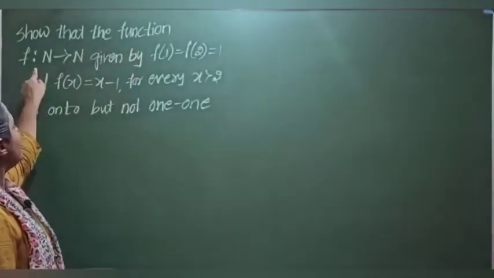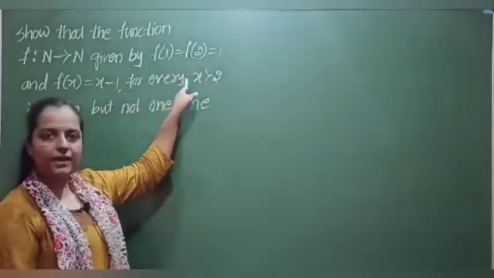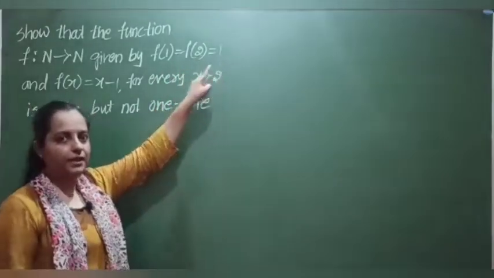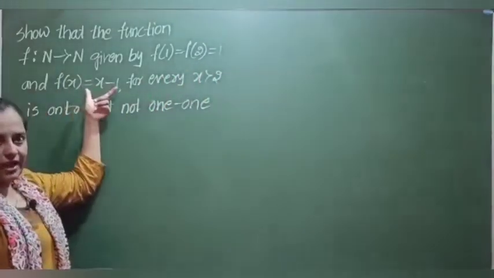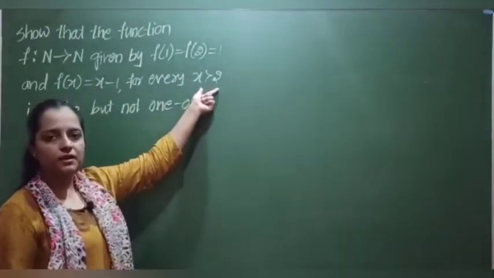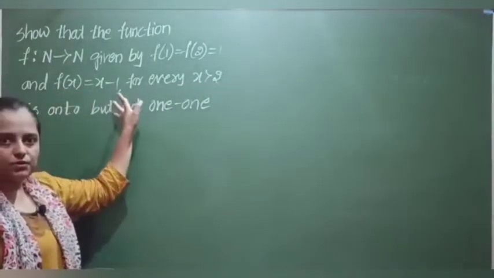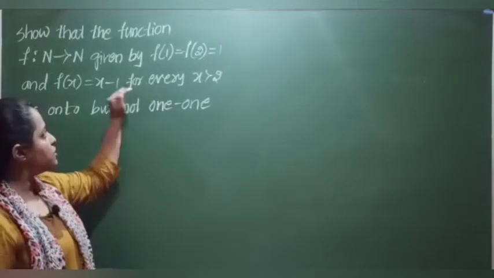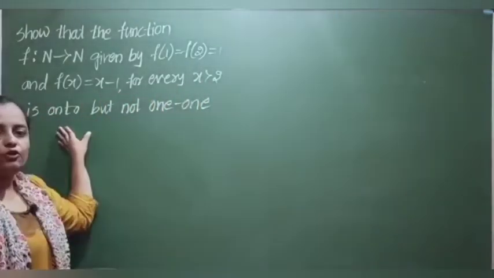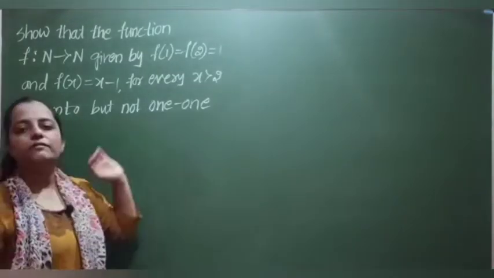Show that the function f from the set of natural numbers to the set of natural numbers given by f of 1 equals f of 2 equals 1, right? And f of x is defined as x minus 1 for every x greater than 2. So this function is defined when x is greater than 2. And we have to show this is an onto function but not a one-one function.